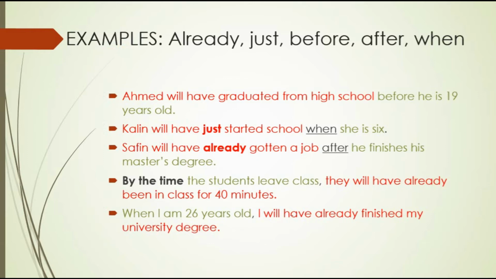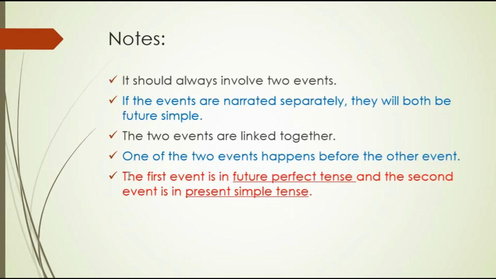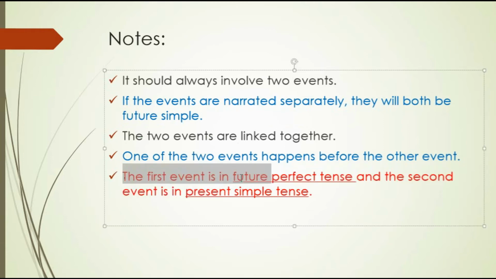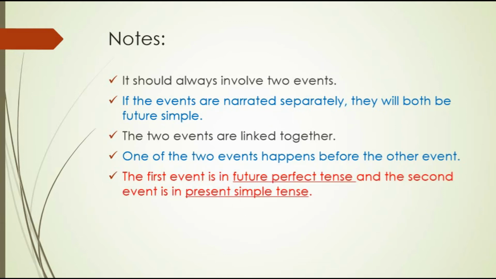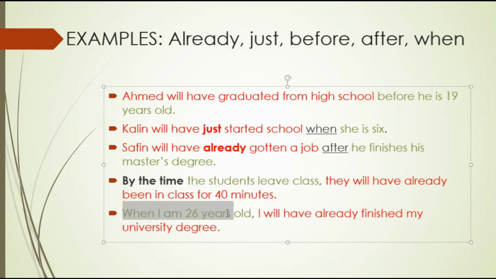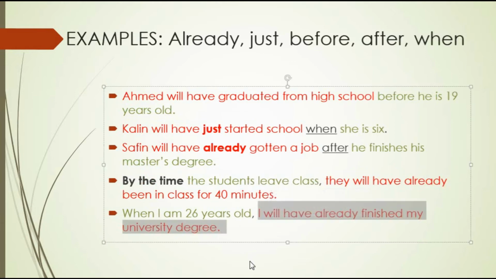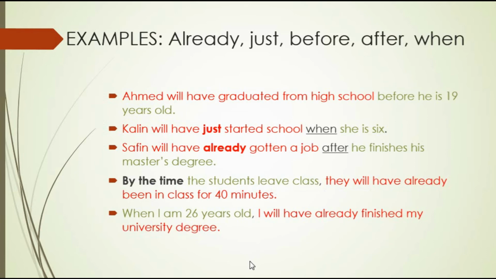I already told you about this part, which is very important, right? The first event is in future perfect tense, right? And the second event is present simple, right? The second event is present simple, this event, right? So it's in present simple. We have the conjunction in the relative clause here, so it is the second event, and my first event is this. The meaning of the sentence is very, very important.